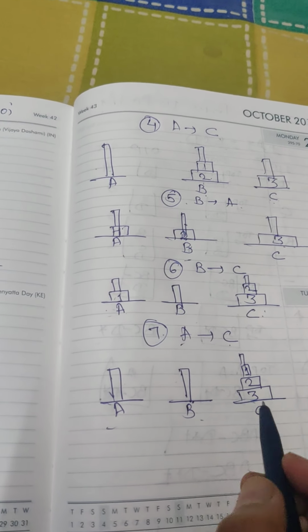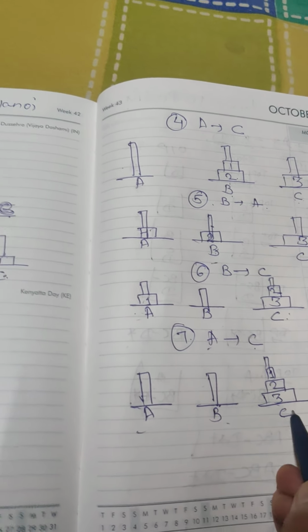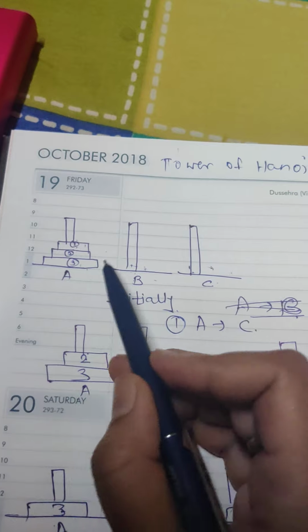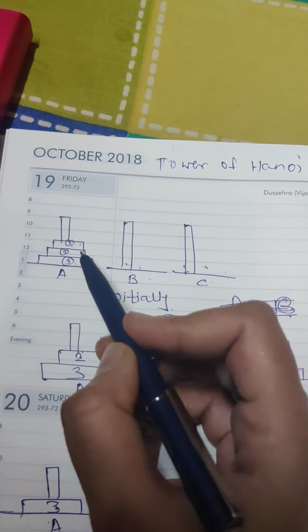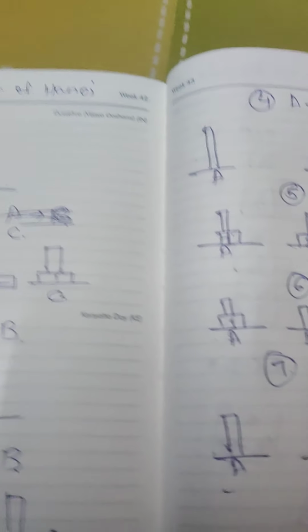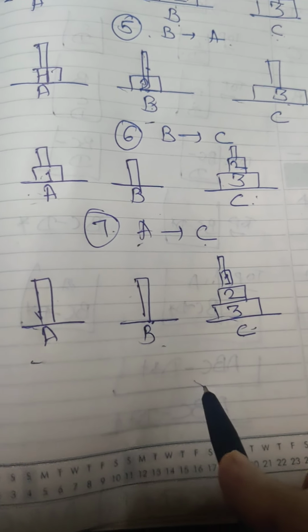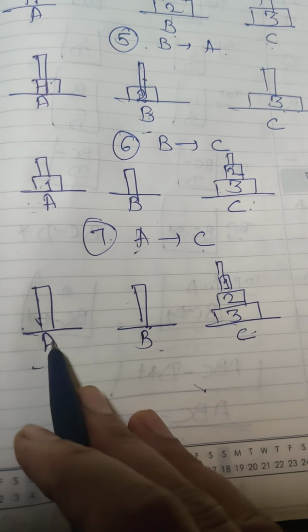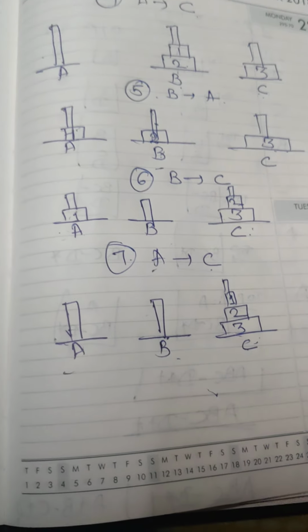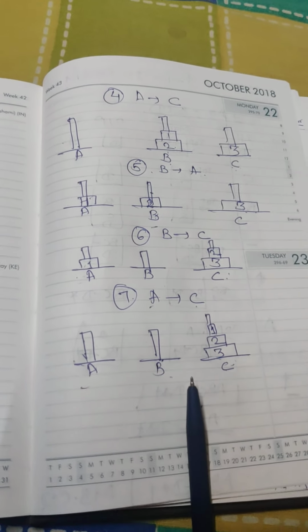So in this way we have shifted all the discs from A to C. This was our initial stage where peg A had all the 3 discs, and by using the rules, in our last, 7th step, we have moved all the discs from A to C. That is nothing but Tower of Hanoi. Thank you.